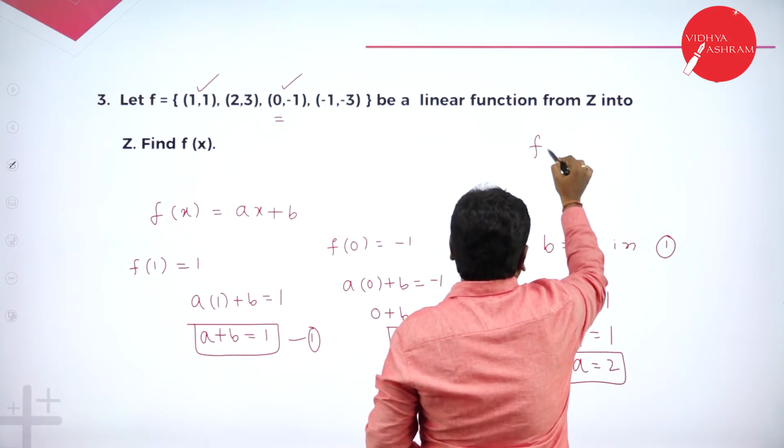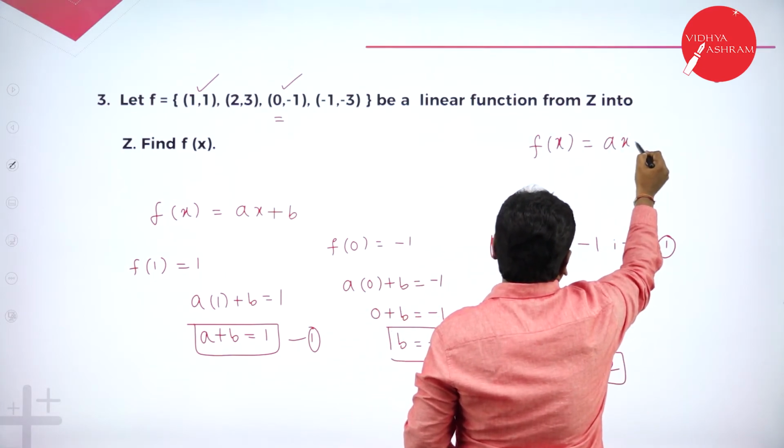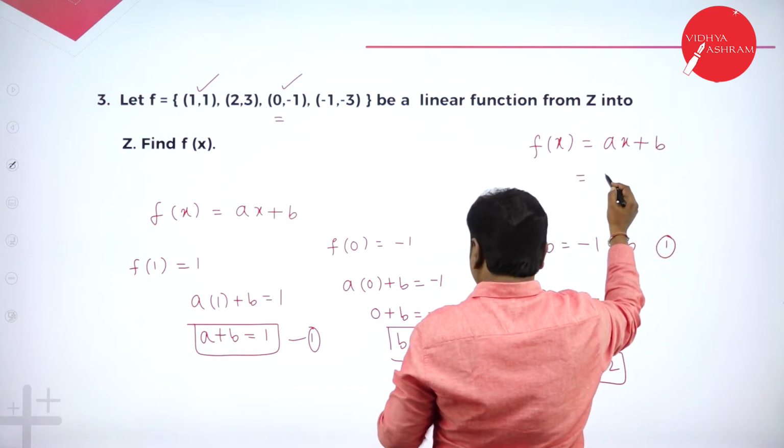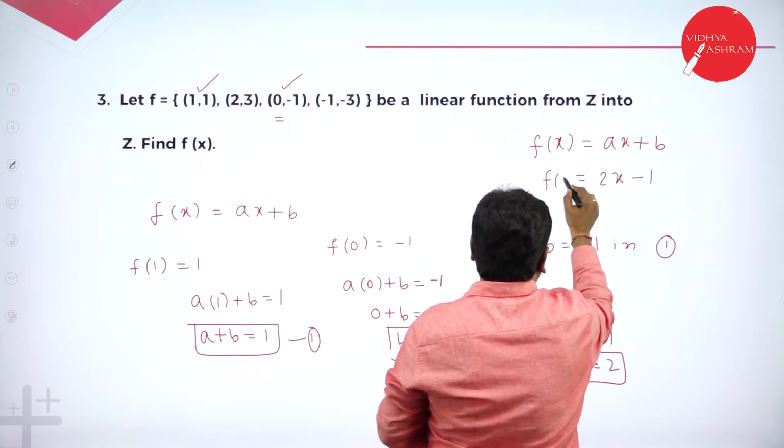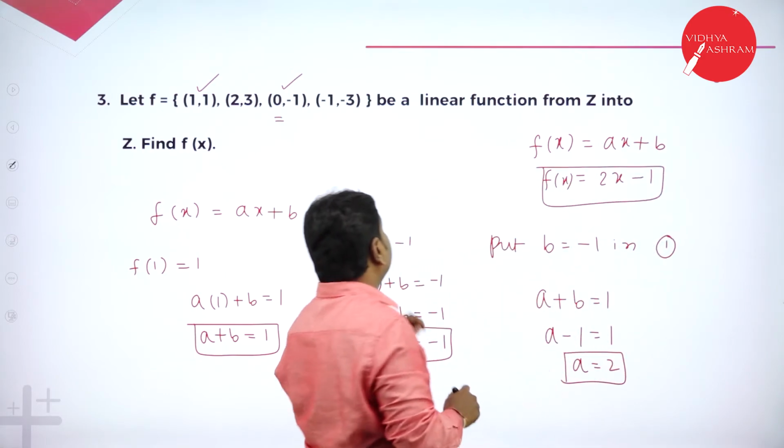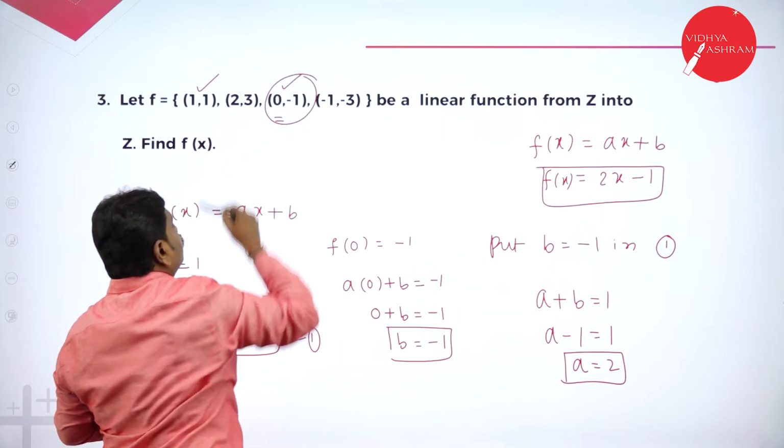Now we got a and b. So what is f of x? F of x is equal to ax plus b. They wanted you to find f of x. A you got. What is a, my dear students? 2. So 2x minus 1. This is the function. They wanted you to find the function, and we got the function. Always take some values like this so that x vanishes.